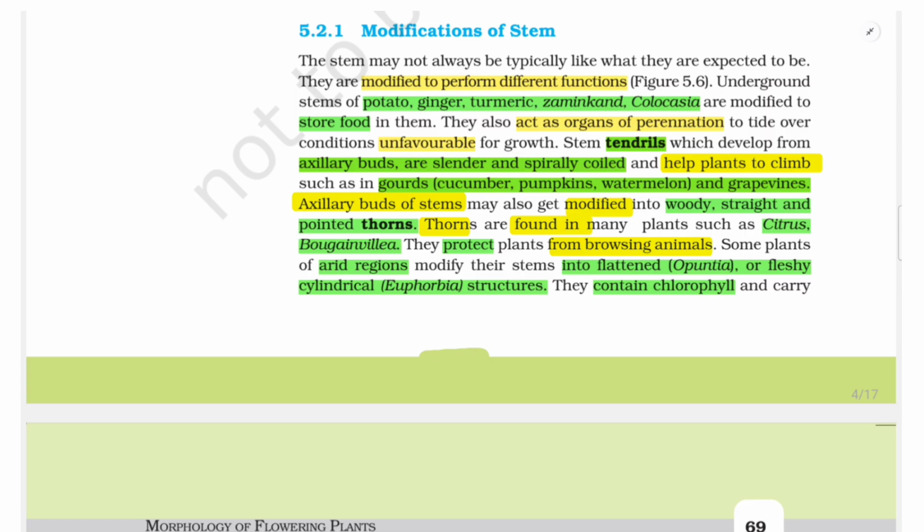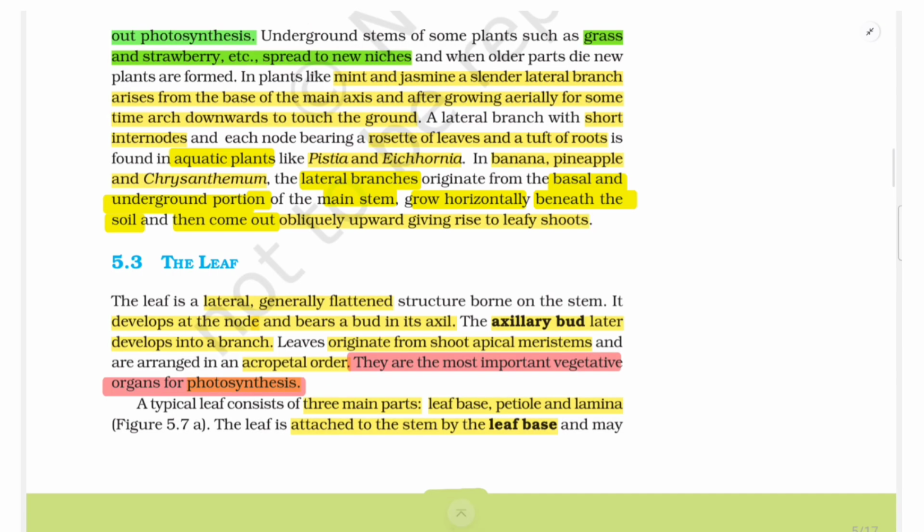Some plants of arid regions modify their stems into flattened, which is found in Opuntia, or fleshy cylindrical, which is found in Euphorbia, structures. They contain chlorophyll and carry out photosynthesis. Underground stems of some plants such as grass and strawberry etc. spread to new niche, and when older parts die, new plants are formed.